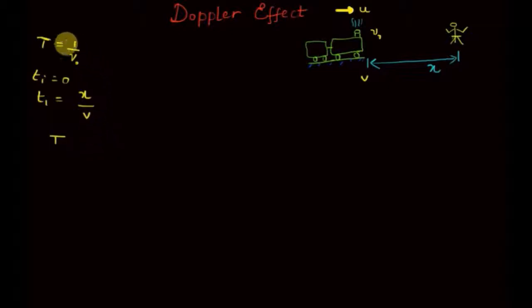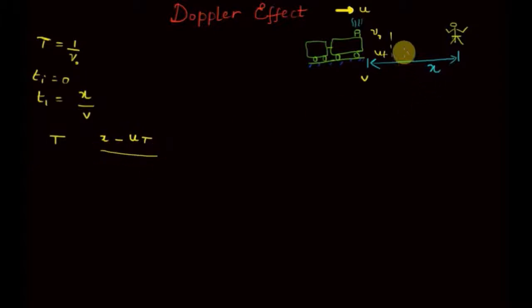However, in that time capital T, what distance would the train have moved in this direction? It would be u times capital T, the speed at which the train moves times the time. So the train would have reached somewhere around here, and this distance would be uT. So the new distance between the train and the observer would be x minus uT.